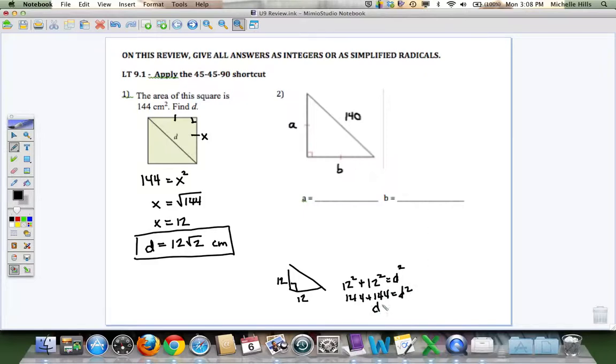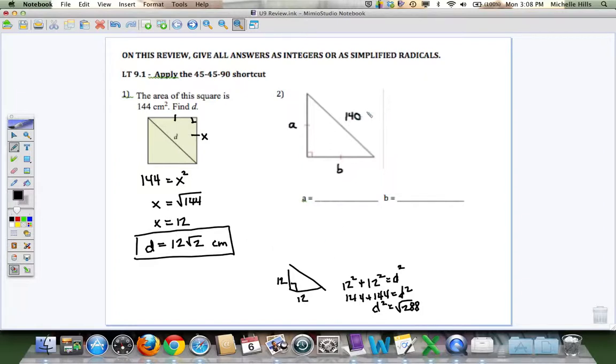So D squared is 288, so D is the square root of 288, but then I would have to reduce that radical and realize that 144 is a perfect square that goes into 288. Once I simplify this radical, I should get my 12 square roots of 2.